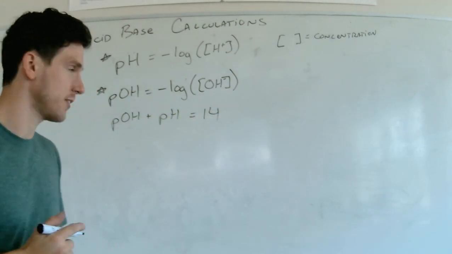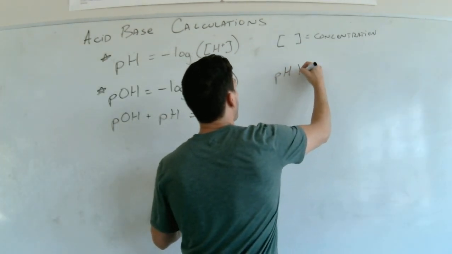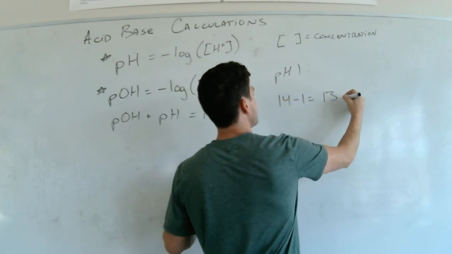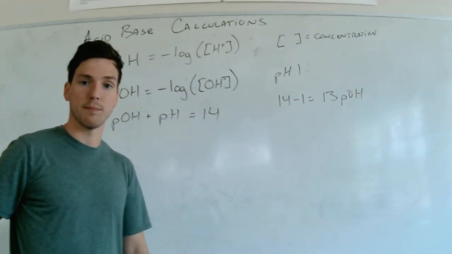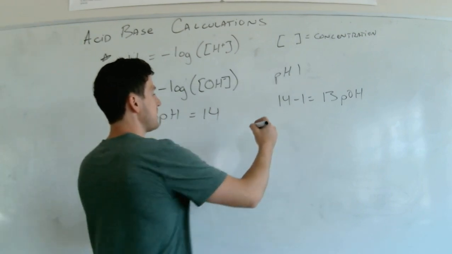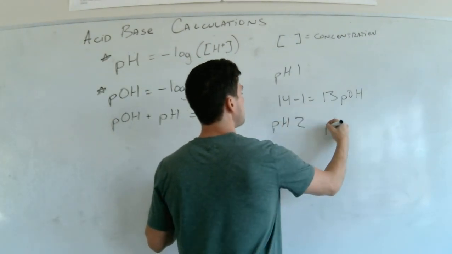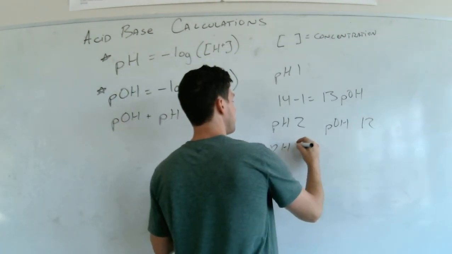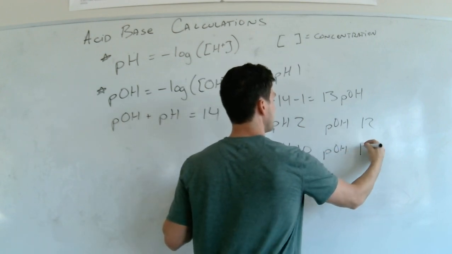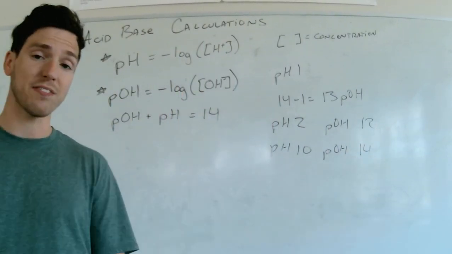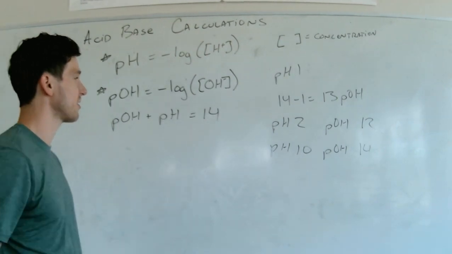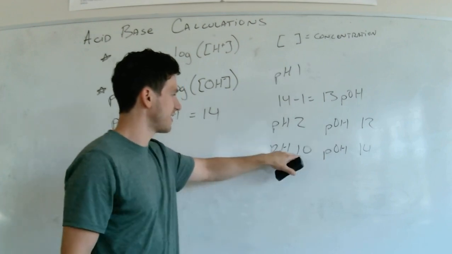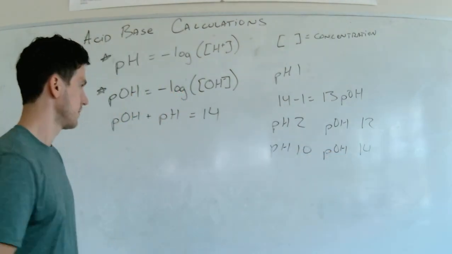Another thing we need to note is that pOH plus pH will equal 14. So let's say I have a pH of 1. All I have to do is take 14 minus 1, which is 13, and that will equal my pOH. So if I have a pH of 2, my pOH must be 12. If I have a pH of 10, my pOH must be 4. So all we have to do to go from one to the other is just take 14 minus, right? 14 minus 2 gives me my pOH. 14 minus 10 gives me my pOH.